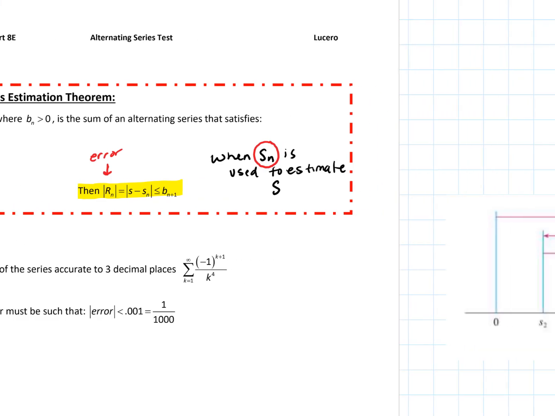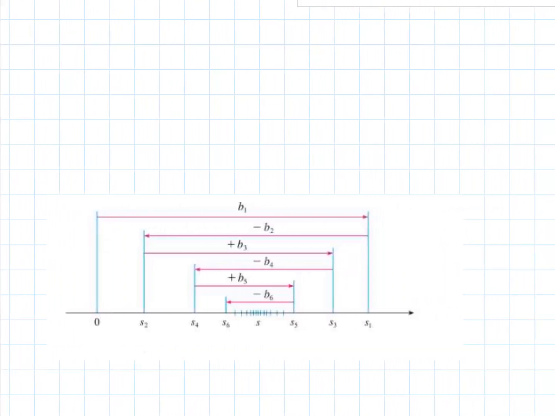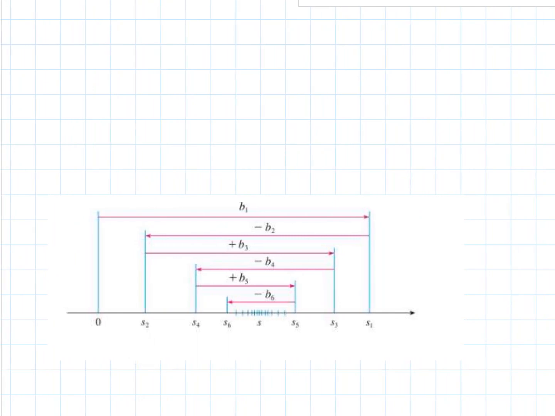So why does that work? Well, let's just look real quick. If we have an alternating series and it meets the conditions, remember, if we've used the alternating series test, that two things happen.